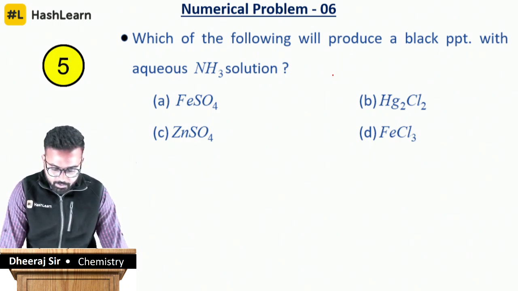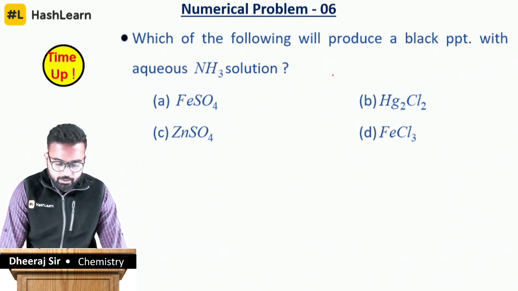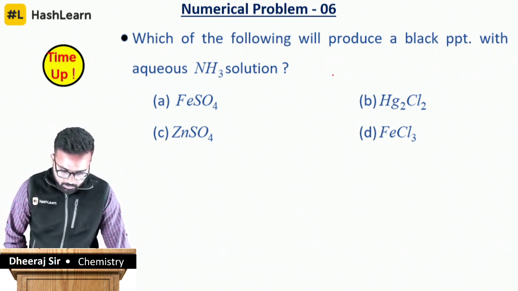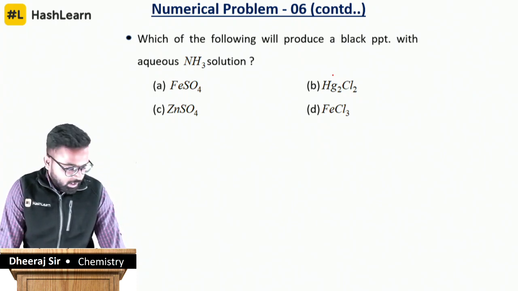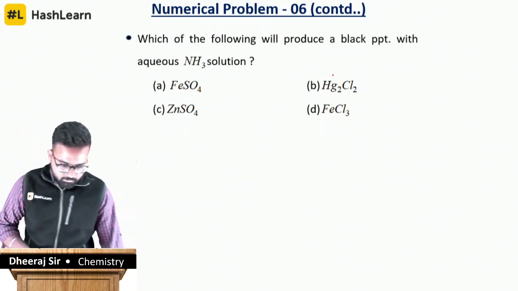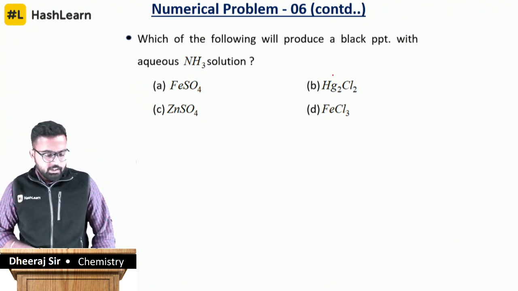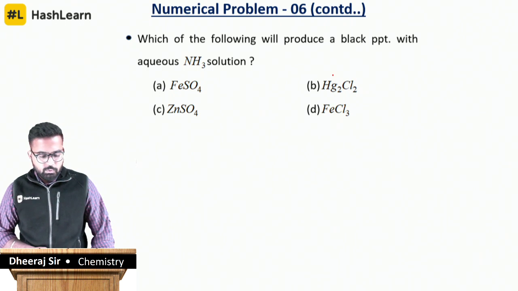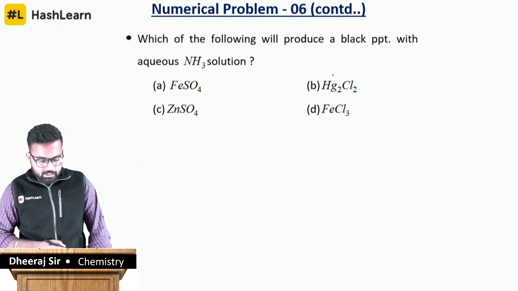You have ferrous sulfate, you have mercurous chloride, zinc sulfate, and ferric chloride. Which one will react with aqueous ammonia to give us a black precipitate? So which one is it going to be? Think about it. Meanwhile, take a couple of more seconds. We can afford that. So which one is it going to be? Sakshi says it's D and Preeti says it's C.